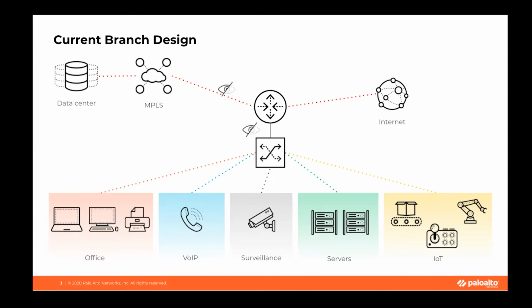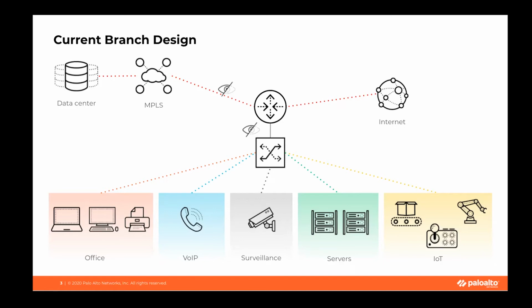So a standard branch could have a VoIP network. It could have a surveillance network. You could have servers at the site. You could have IoT devices. And then also your printers and your workstations and that sort of thing. Right. Typically, these networks are in different VLANs. And the reason for that is because with VoIP, obviously, you're going to have quality of service, things like that. Right. For surveillance, you might have a server that it needs access to.